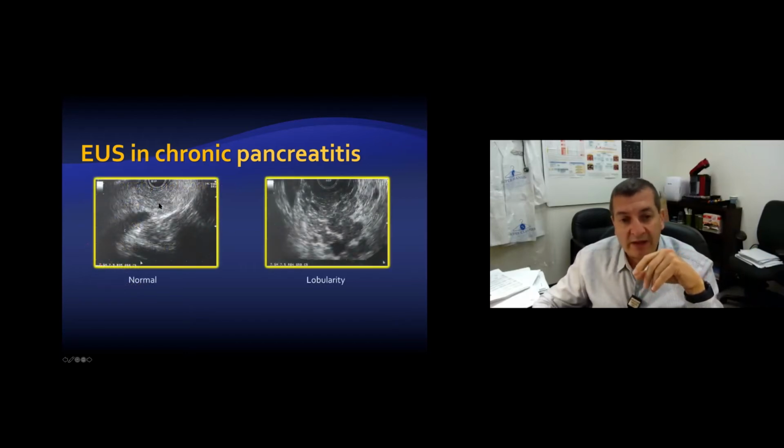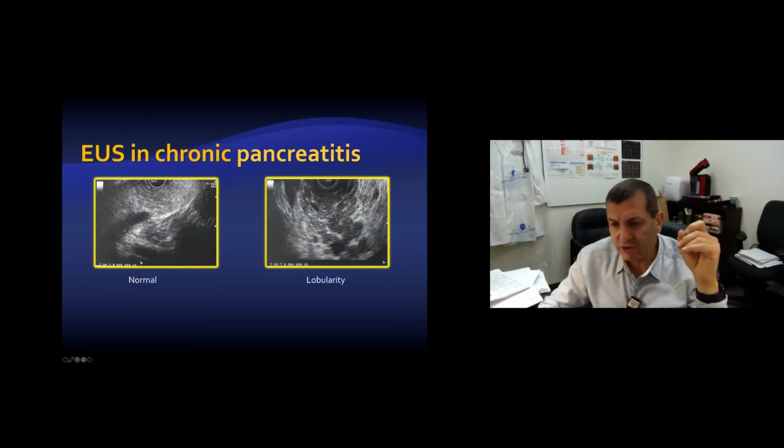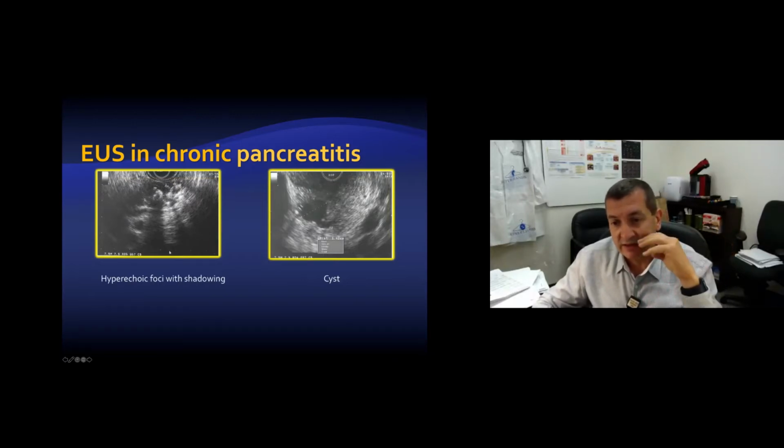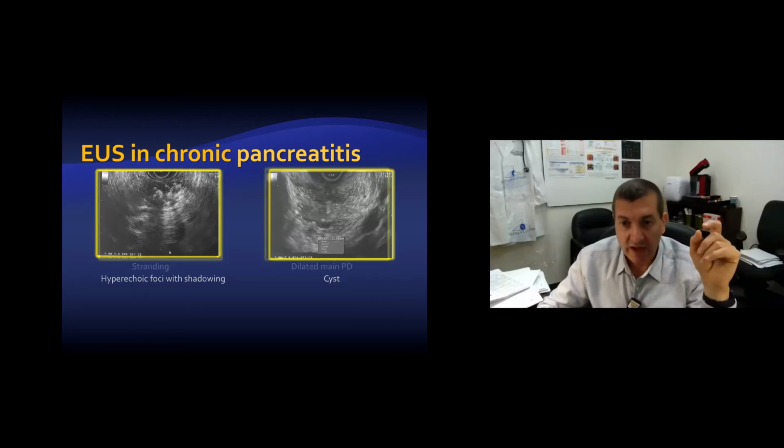This is how a normal pancreas will look. It's a salt and pepper appearance and it's homogeneous. And you can see the edges, or where the edge of that pancreas is. And this is an image showing lobularity at the edges of the pancreas. That's also a sign of early chronic pancreatitis. You can see calcification with shadowing. You can see cystic lesions or cysts or dilation of the pancreatic ducts or side branches.